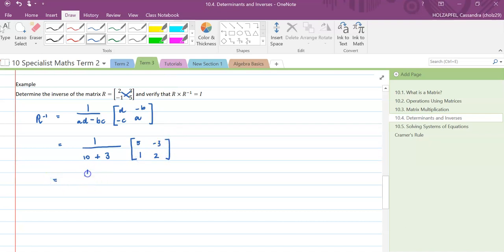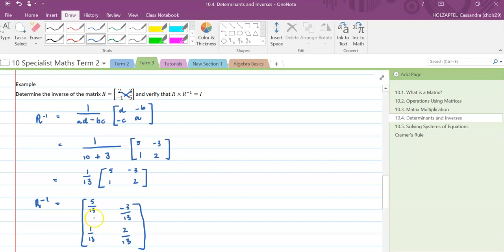Okay, so now we can complete our matrix. We have 1 over 13 times 5, negative 3, 1, and 2. And we can apply this scalar factor. So this becomes 5 over 13. Oh, I should have made my matrix probably just a little bigger there. So 5 over 13, and then we have 1 over 13, negative 3 over 13, and 2 over 13. So there we go. That is our inverse matrix, or our multiplicative inverse.